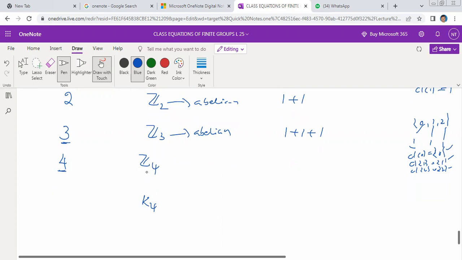It is Z4. The order of G is equal to 4. It is abelian. Okay, cyclic and it is abelian. 1 plus 1 plus 1.